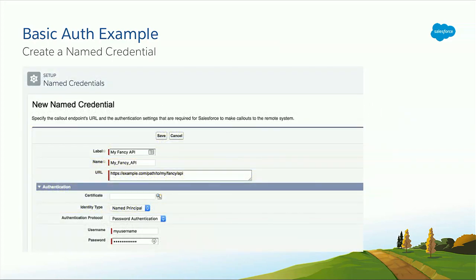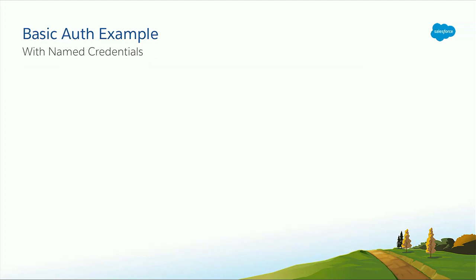So if we look at the name credential example, this is a much simpler way to do it, where I go into setup and I go to the name credentials section. Here I can define the URL for my endpoint. I choose the identity type of named principal and the protocol of password authentication, and I enter my username and password here. Salesforce then stores this very, very securely in the system for me, and then it means my Apex can be simplified.